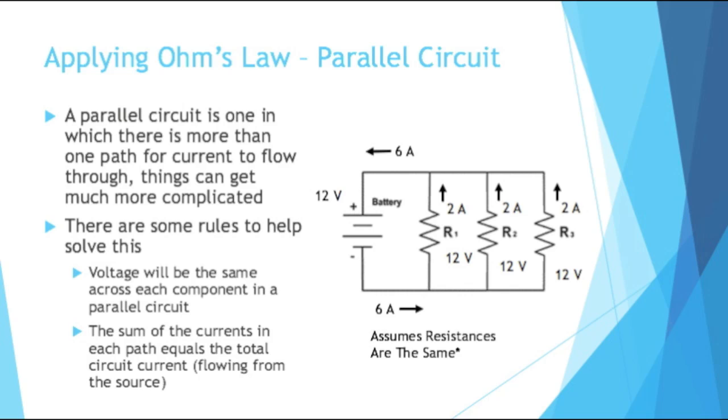One thing that really helps with splitting off currents is that the sum of the currents on every single path will equal the total current that's coming from the power source. So looking at our picture, if we had 6 amps of current coming from the power source and 3 separate paths for that current to go on, if each path had the same resistance to flow, then each path would have 2 amps of current flowing through it.